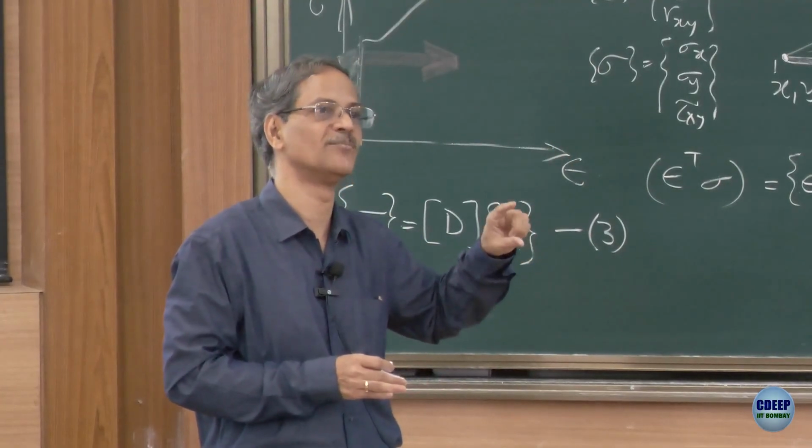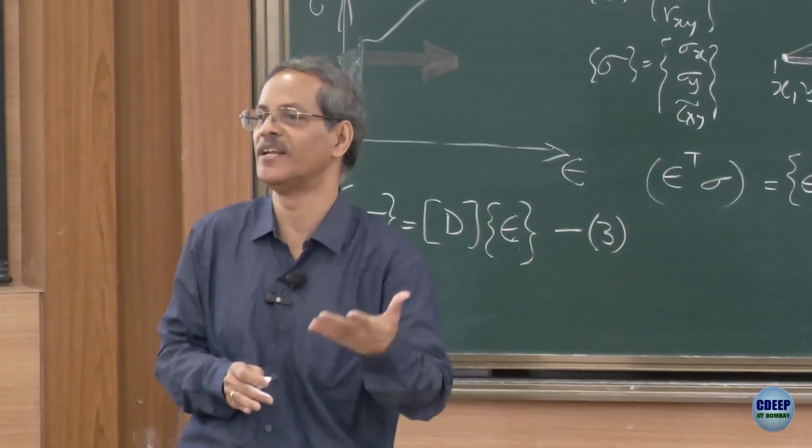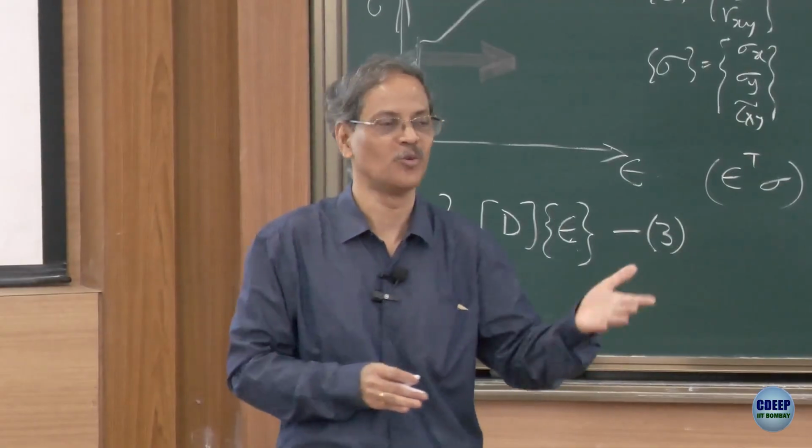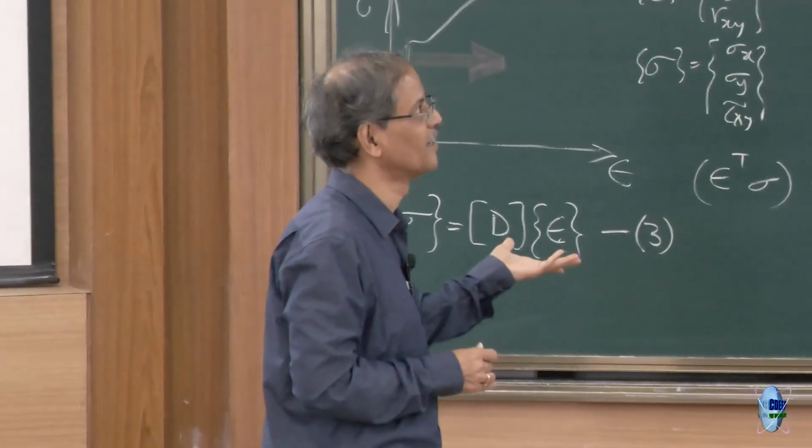So if you think in terms of an 8-noded quadrilateral element, what would be the size of the B matrix for that?